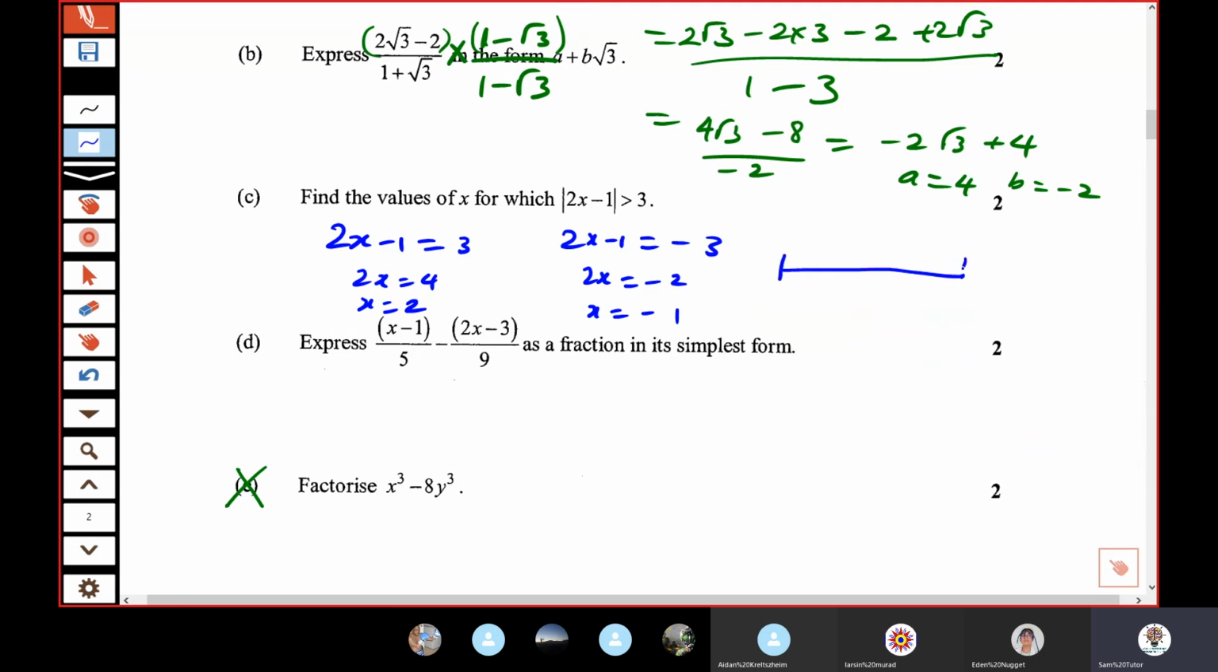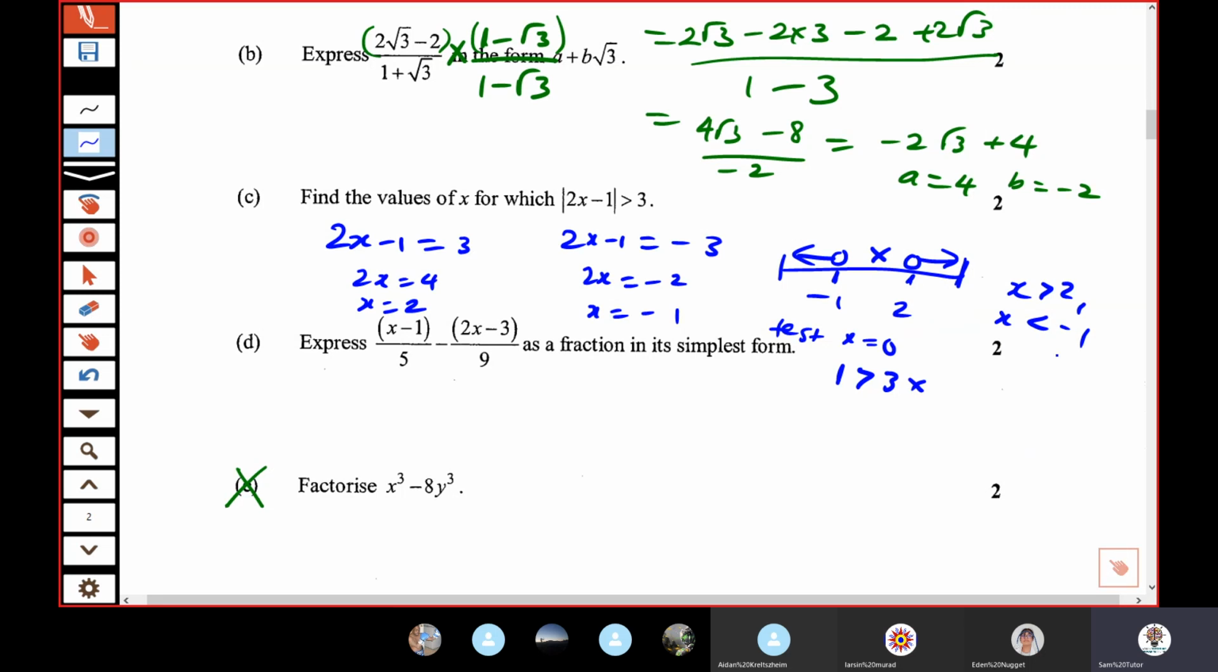At this point, you draw a number line. You test x equals 0, which is right here somewhere. 2 times 0 is 0, minus 1 is negative 1. Absolute value of that is 1. Is 1 bigger than 3? No, which means 0 doesn't work. Open circles because it's just greater than, not equal to. They're running away. Answer is x is bigger than 2, x is smaller than negative 1. I would do the right hand side. I know you did the left. Again, that's what they teach at school, but right hand side is easier.